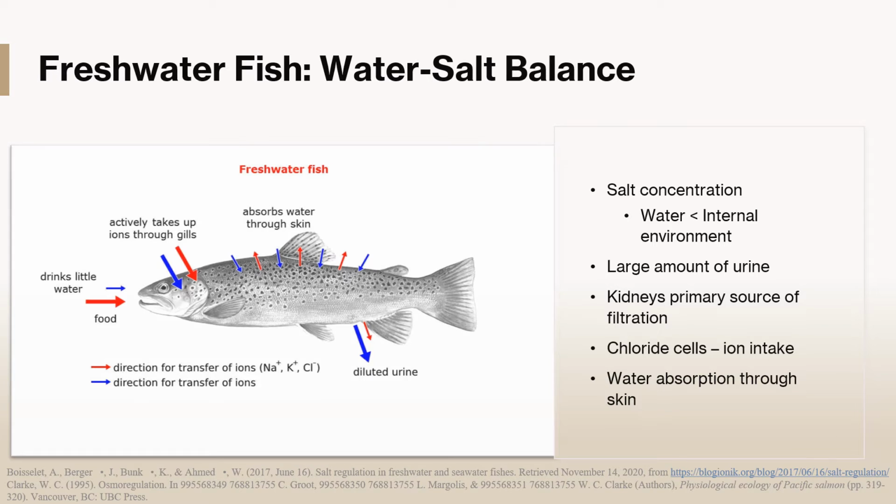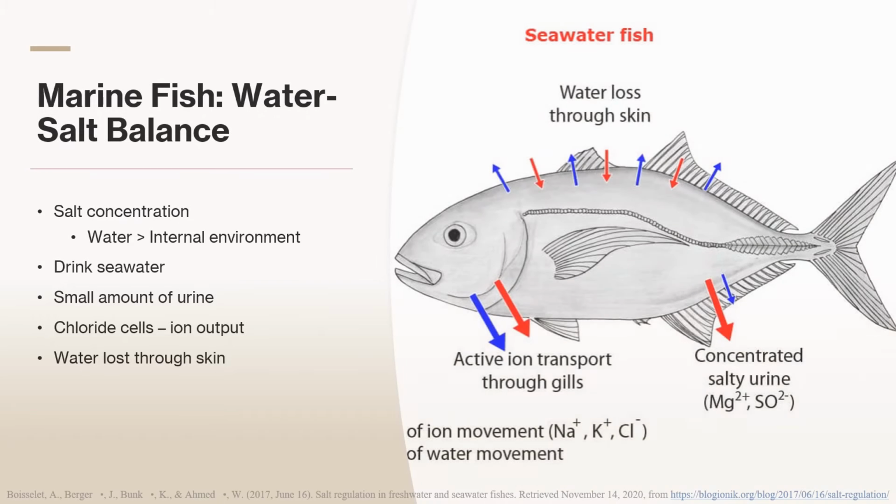Marine fish face essentially the opposite issue. Their external environment is far more saturated than their bodily fluids. In order to obtain an adequate amount of water, marine fish can consistently be seen drinking seawater. The water that is ingested is absorbed into the bloodstream, and the kidneys produce small amounts of concentrated urine to rid the body of excess salts. The chloride cells in marine fish, also located in the gills, function alongside the kidneys in removal of salts from the body.